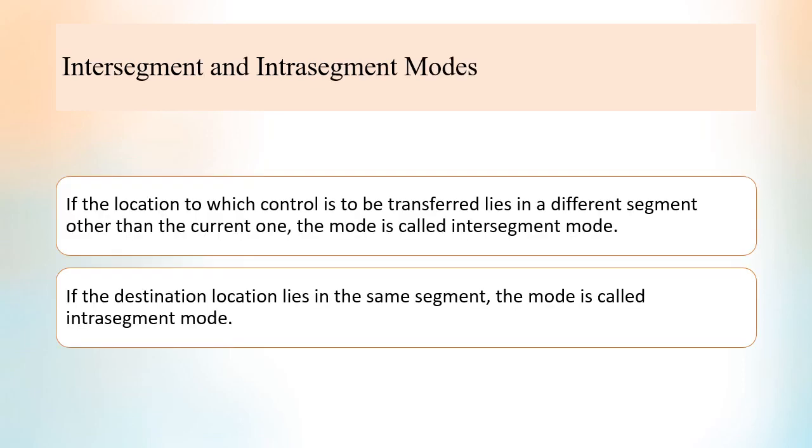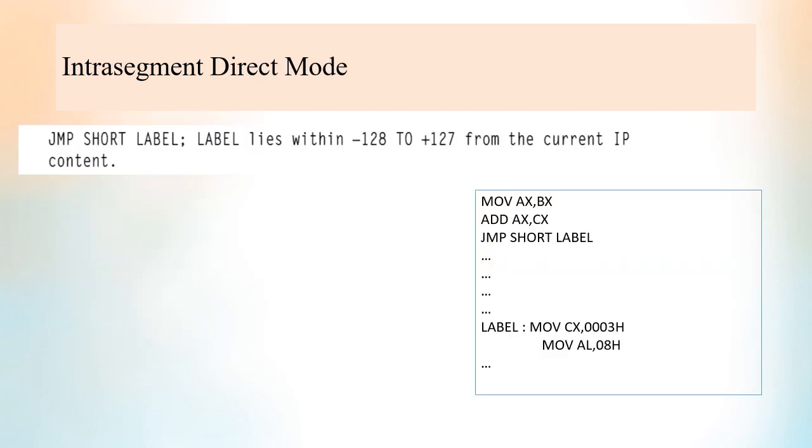Now let us see the difference between intersegment and intrasegment modes. In a control instruction, if the location to which the control is transferred lies in a different segment other than the current one, then that addressing mode is an intersegment mode. If the destination location lies in the same segment, then the mode is said to be intrasegment mode. So that is the difference between intersegment and intrasegment modes.